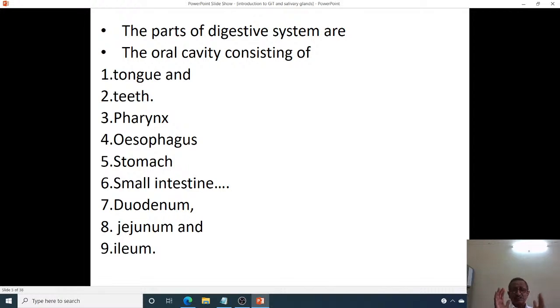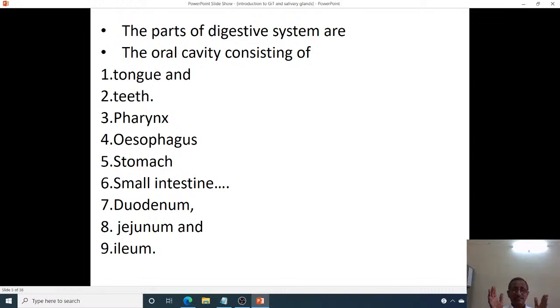So the parts of the digestive system, this is a very important question. Most of the time you will be asked to name the parts of the digestive system, and then they will ask you to write about the stomach, write about the esophagus, something like that. So it's a major part. Now we have enumerated here 20 parts of the digestive system. You have to learn all these by heart, and you should be able to reproduce these 20 parts whenever you are answering the exam. So now, starting from the mouth.